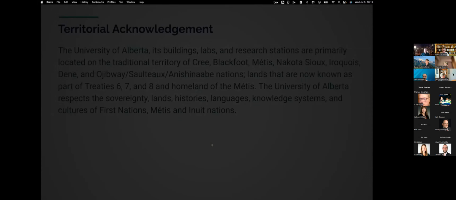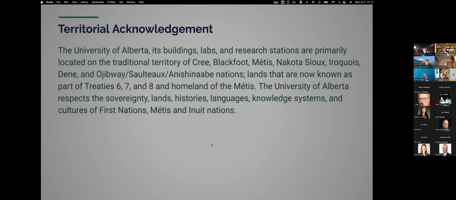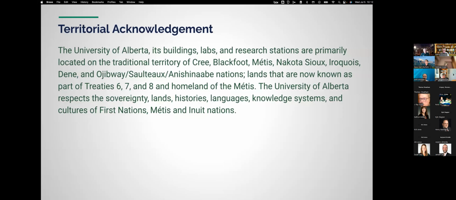So I'd like to start by acknowledging our territory. The University of Alberta is located primarily on Treaty 6 lands, which is the traditional territory of the Cree, Blackfoot, Métis, Nakota Sioux, Iroquois, Dene, Ojibwe, Saulteaux, and Anishinaabe nations. And so we respect their sovereignty and the lands that we exist on.